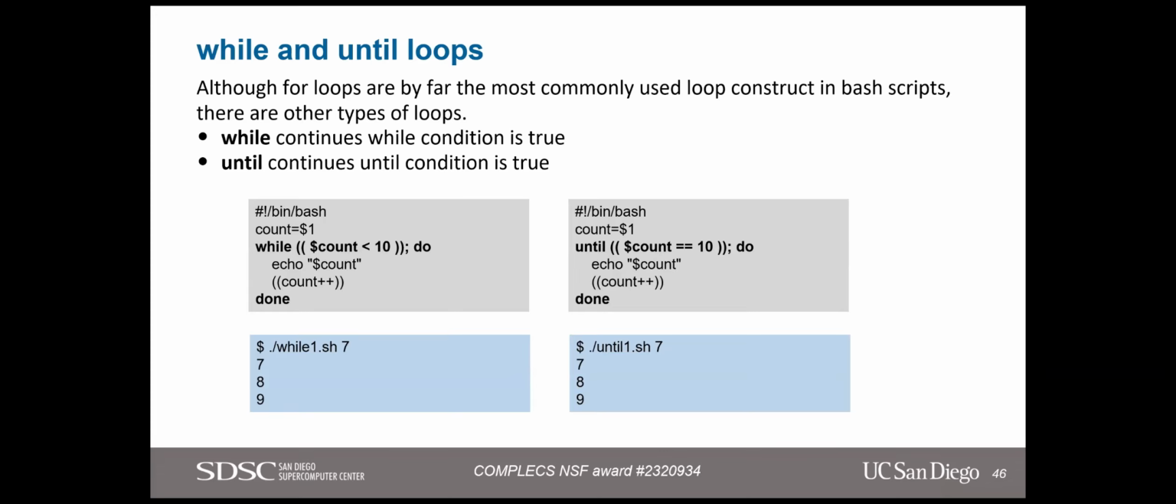In the until loop, it's the exact same thing. We're going to start with 7, and the count is not equal to 10, so we're going to echo the count, and then go back up and check if it's equal to 10, which it's not. So it's going to print 8, and 9 is also not equal to 10. On the next one, when it's 10, it's going to fall through because it matches that test.